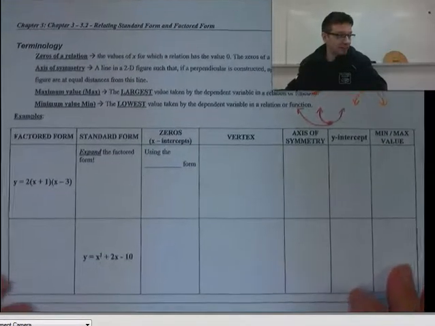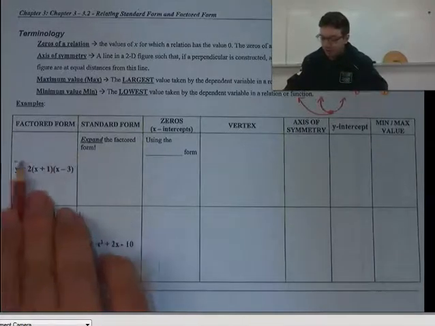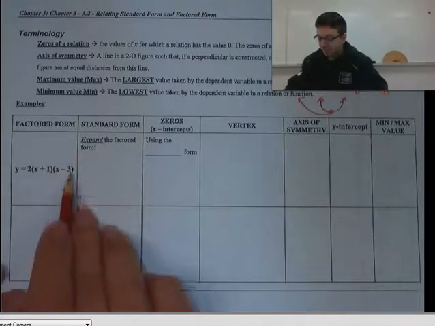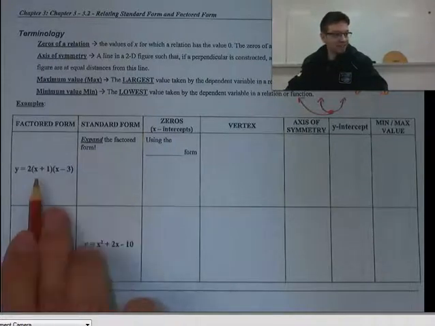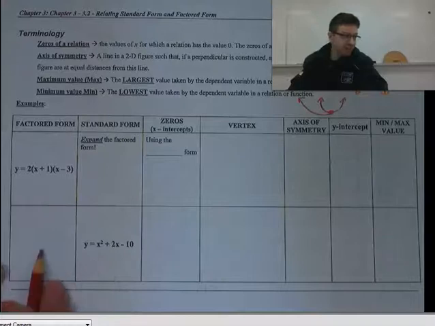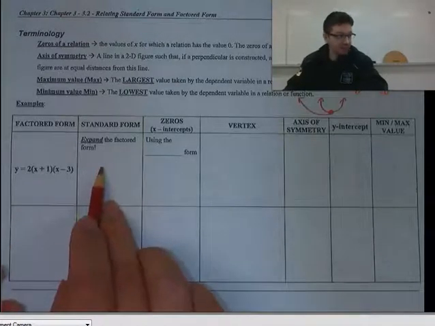So let's practice. We're going to start with this first one. Here we have an equation already in factored form. Now we can go back and forth between factored and standard. If we have standard, we factor it. If we have factored form, we expand and simplify.